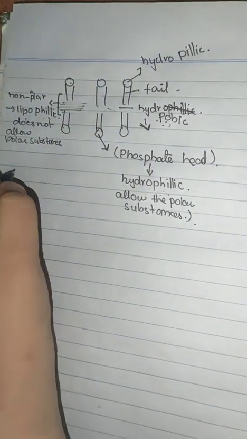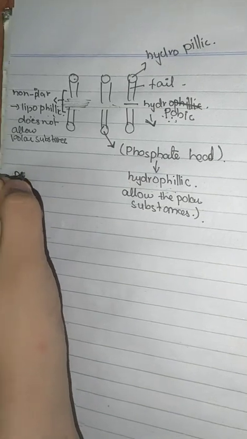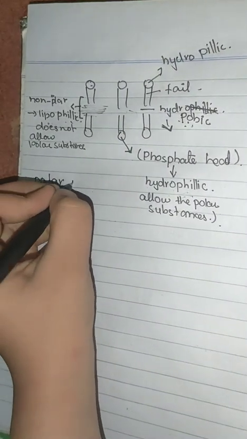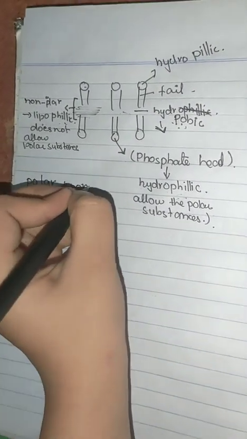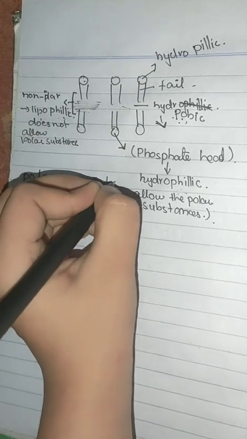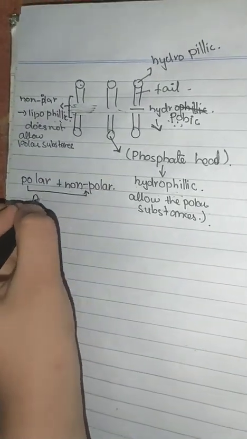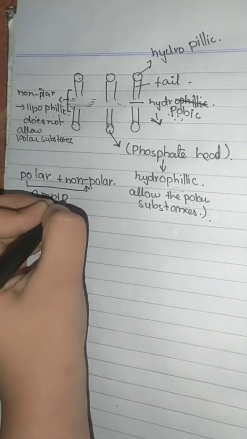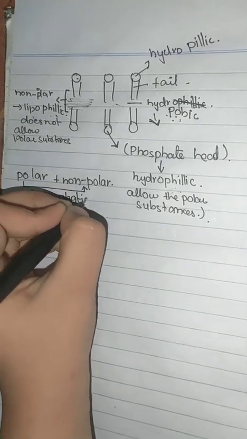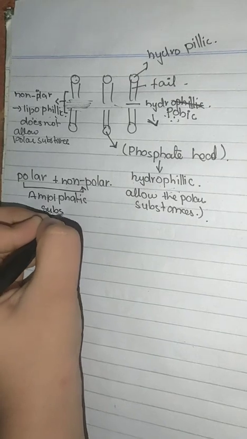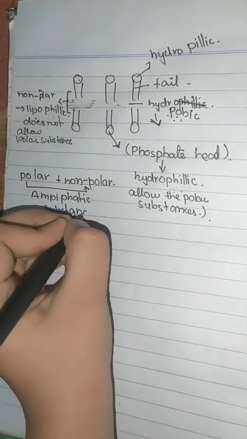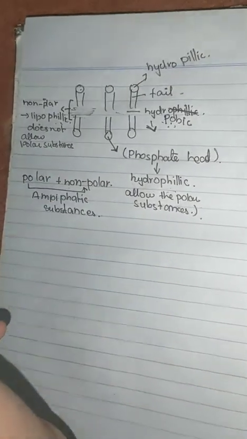Now, sometimes we have polar plus non-polar parts together. Such substances are known as amphipathic substances.